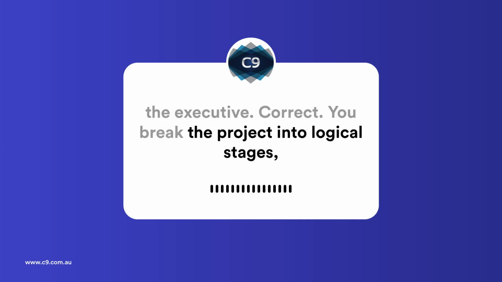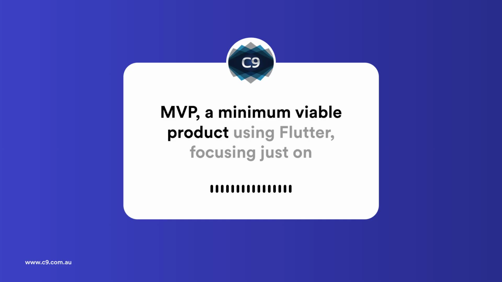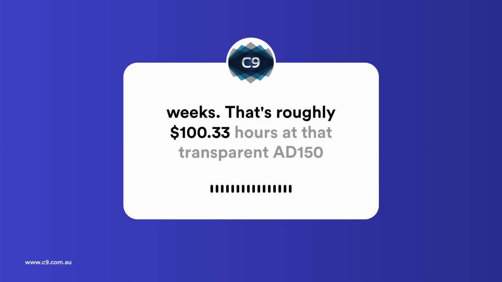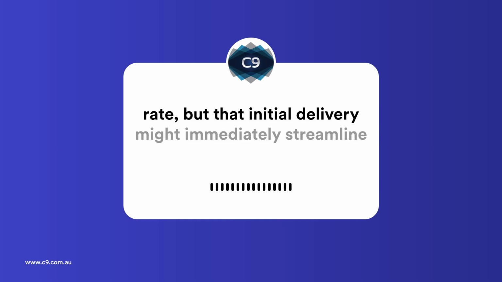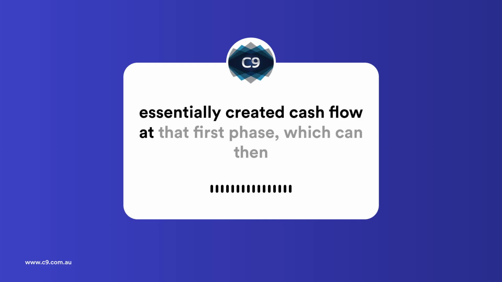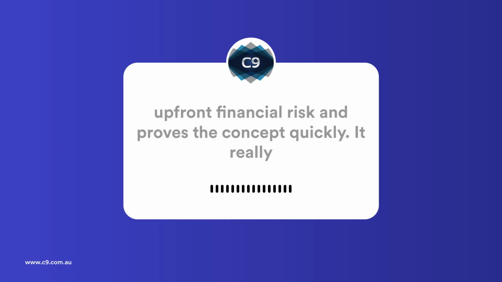Correct. You break the project into logical stages, designed to deliver value early. Imagine stage one is building an MVP, a minimum viable product using Flutter, focusing just on core operational features. Maybe that costs AUD 20,000 over 4 weeks. That's roughly 133 hours at that transparent AUD 150 rate. But that initial delivery might immediately streamline operations enough to save, say, AUD 10,000 a month. You've essentially created cash flow at that first phase, which can then help fund stage two enhancements. It dramatically reduces your upfront financial risk and proves the concept quickly.